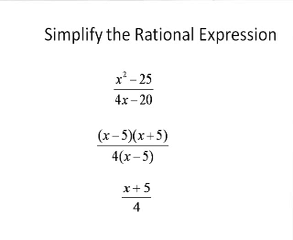Now back to the problem. We now know why we must factor first. That gives us the multiplication between and therefore the ability and the right to cancel common factors. After canceling the x minus 5 factors, we now have the answer in lowest terms.